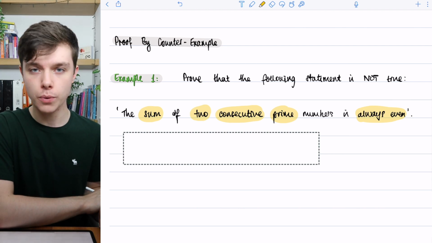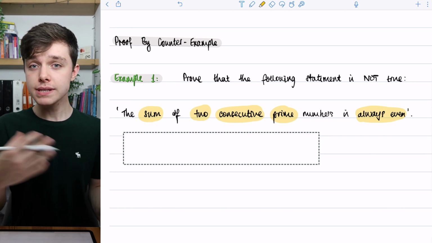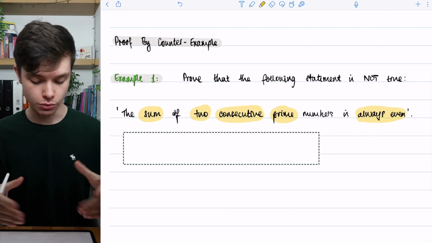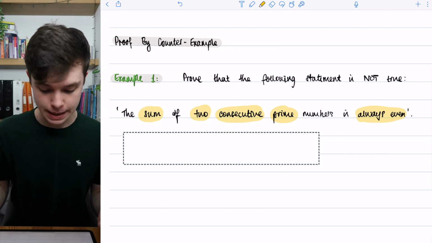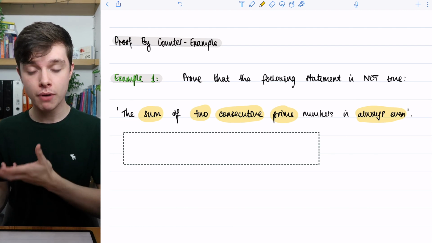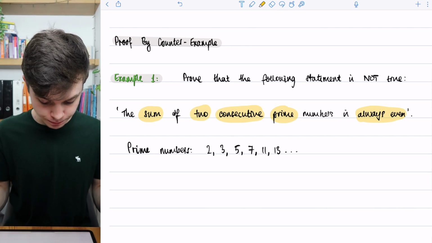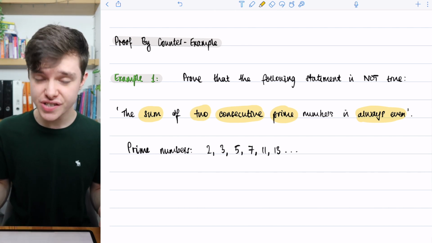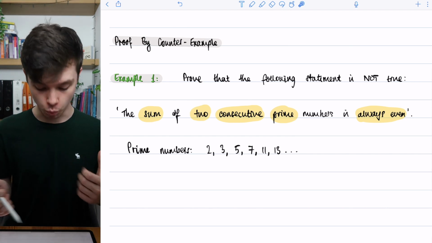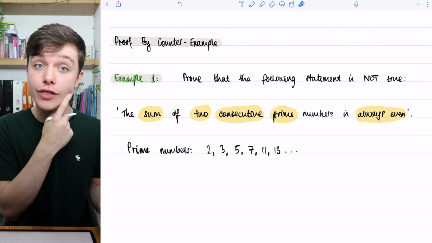So really, we want to do this, like it says at the top, by counterexample. Sometimes in an exam, you might not be told what method of proof to use. We're being told to use counterexample here. So what I would do is I would list all the prime numbers, and that's what we're going to do under this box. Okay, so here are the first 6 prime numbers. A prime number is a number that only goes into itself and 1. So we've got 2, 3, 5, 7, 11, and 13.